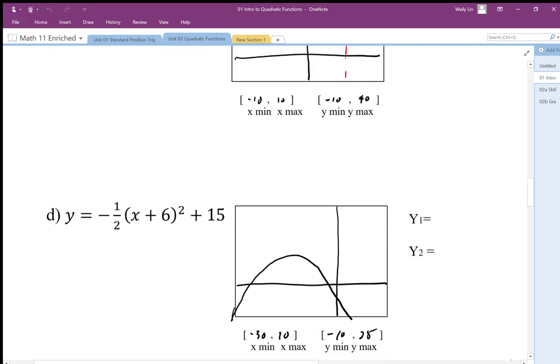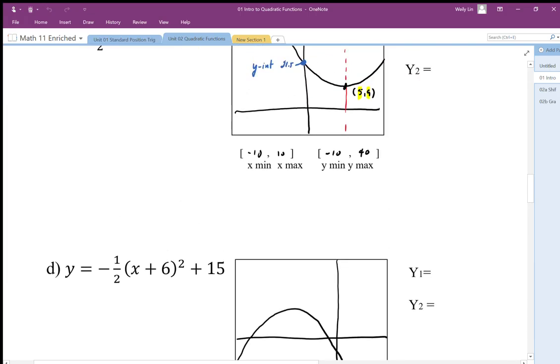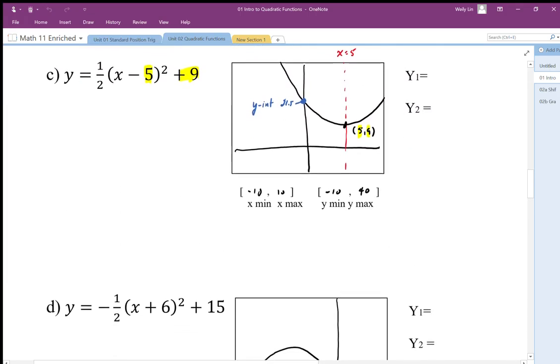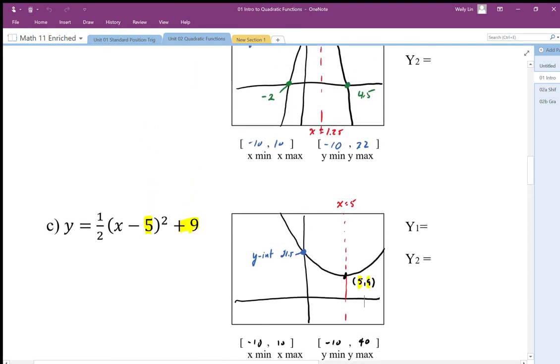The other thing is it's upside down. So why is this upside down and why is this graph right side up? It has something to do with that negative out front here. This one's positive, this one's negative. The positive ones seem to point up.